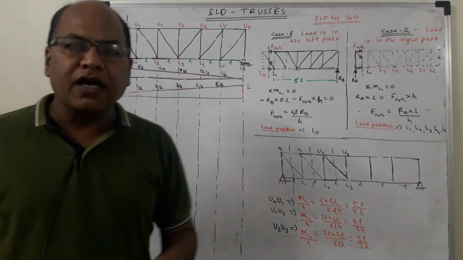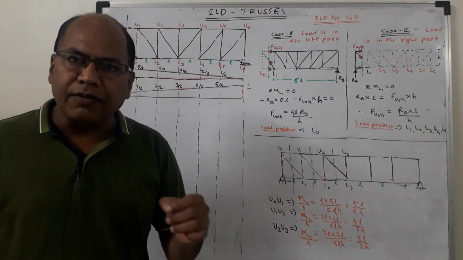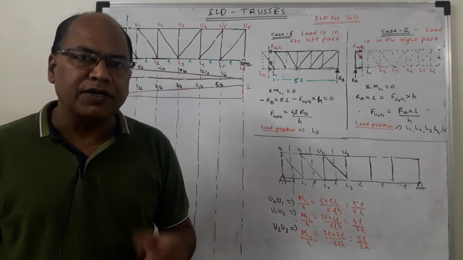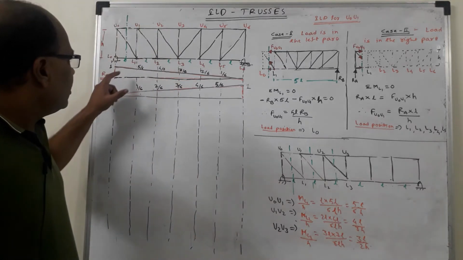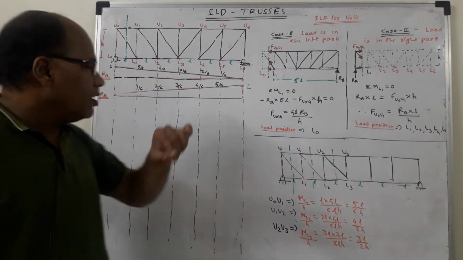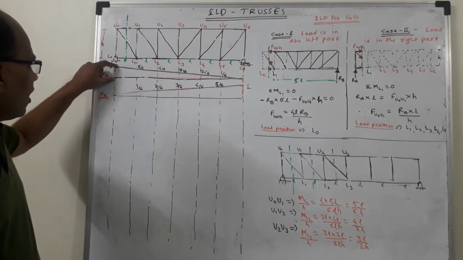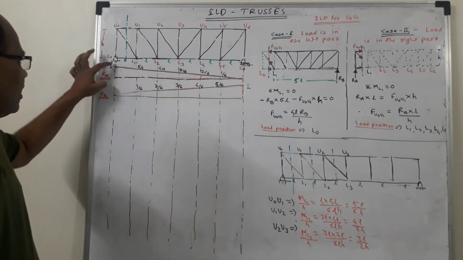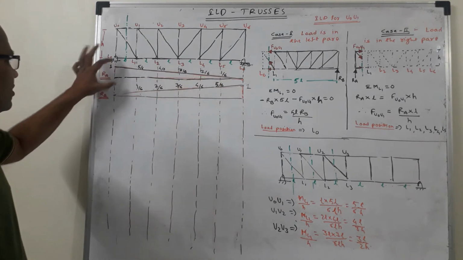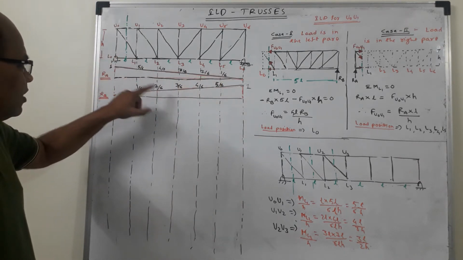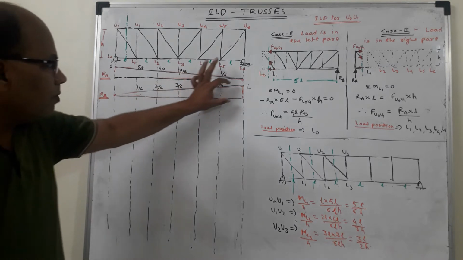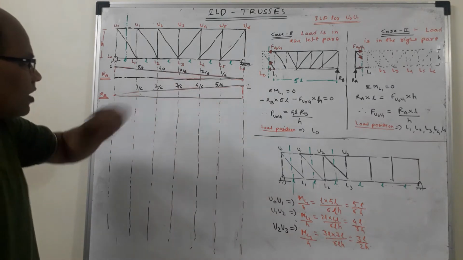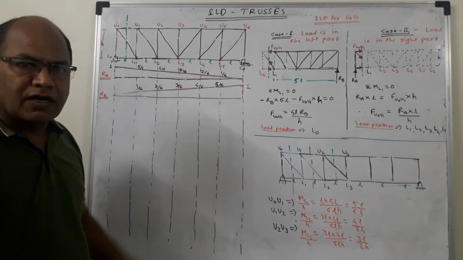The ILD for reactions in case of a truss can be drawn by using the same method which we used in case of simply supported beams. Here when you want to draw the ILD for RA, mark 1 at A and mark 0 at B, and join these two points by means of a straight line. This triangle represents the ILD for RA. Whereas in order to draw the ILD for RB, mark 1 at B, mark 0 at A and join these two points. So this triangle represents the ILD for RB.